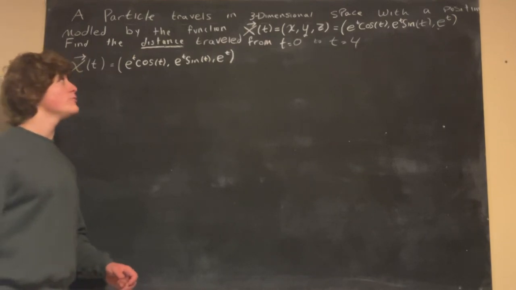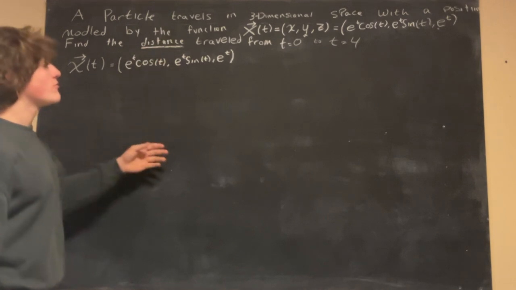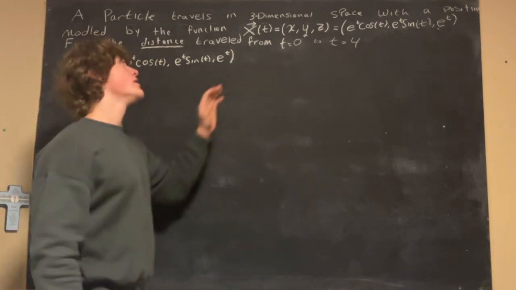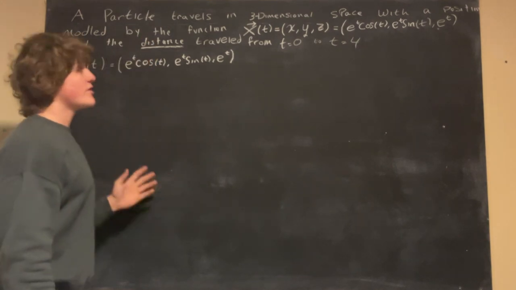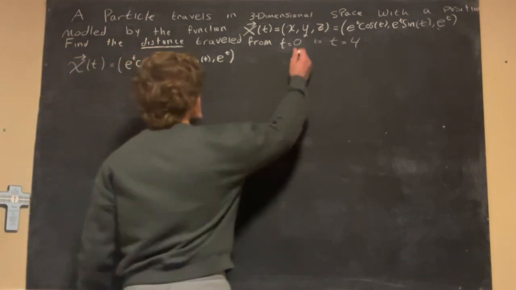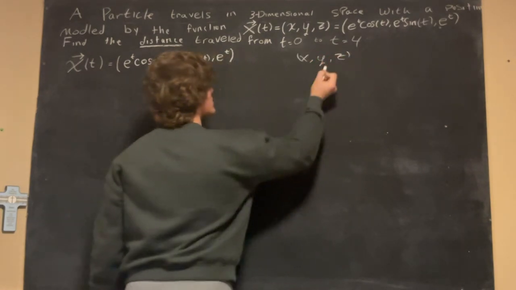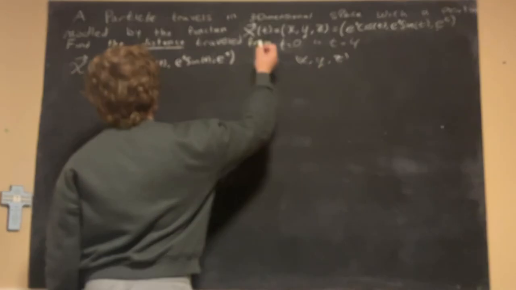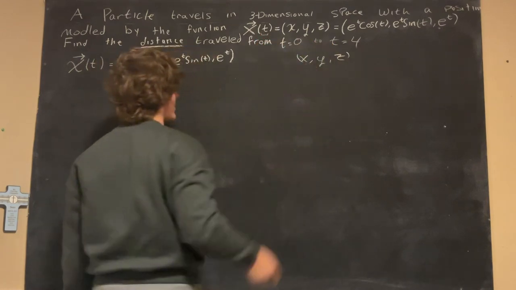In this video I will be covering the distance traveled by a particle in a given time span. Now in this question, a particle travels in three-dimensional space, so that means that we are working in coordinates x, y, z. So we are going to have a function with an input t that outputs x, y, z.